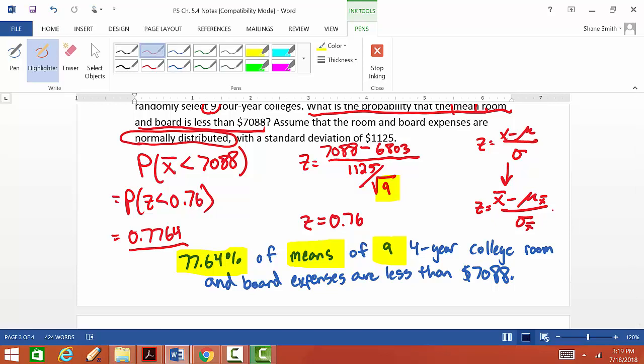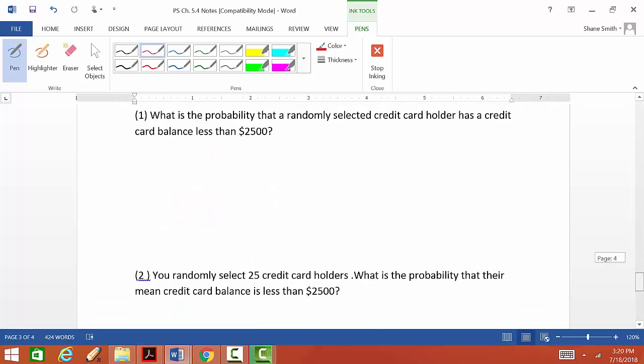So let's summarize this problem a little bit. First of all, I noticed they're talking about the mean, not an individual room and board expense. Second of all, because they're talking about the mean, I use this z-score formula, x bar minus mu sub x bar over sigma sub x bar. And I remember for the sigma sub x bar, which is the most important part and really the only difference in this problem from what you did before, is dividing by the square root of n. Then after I find the z-score, I still look it up in my table, and then I write my sentence.